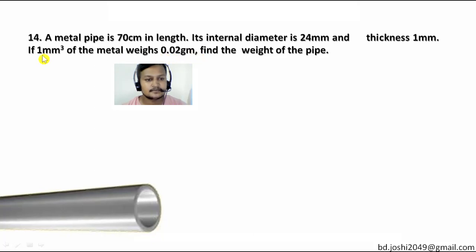So for this volume, 1 cube, weight is given in terms of 1 cube is equal to 0.02 gram. Because of that reason we have to convert other units also into mm. 70 centimeters should be changed into millimeter. And after converting it we can calculate the volume of the hollow cylinder, and after calculating the volume of the hollow cylinder we'll easily get the weight of this pipe.